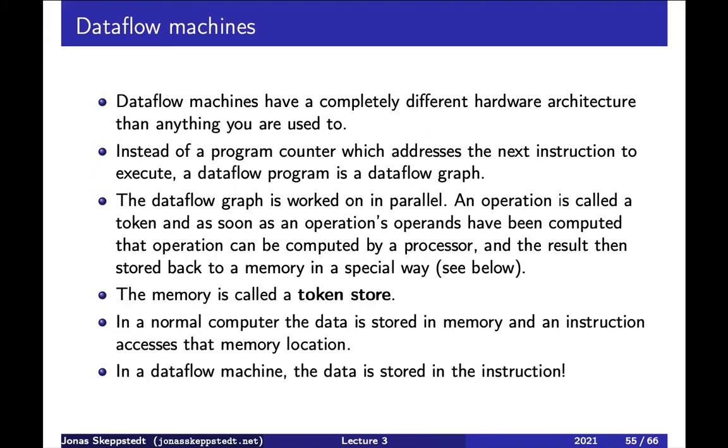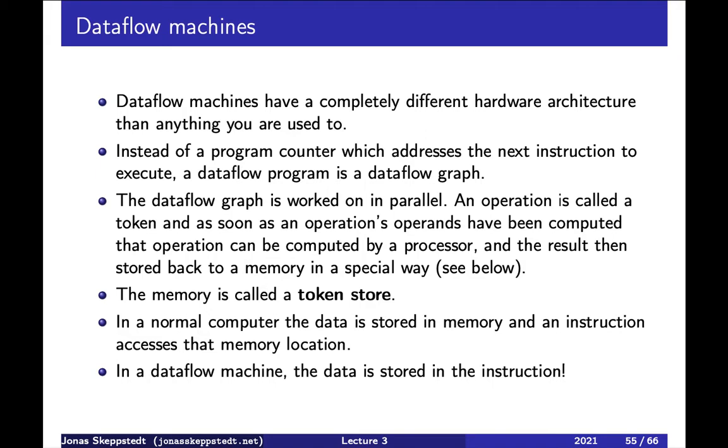And then when the result has been computed, all instructions which need this result get that result as an operand. So the data is forwarded to the operations which want to have it. The instructions are called tokens, and the memory is called a token store. As we can see, this forwarding of results to other instructions or tokens needs hardware support, since it must be very efficient.